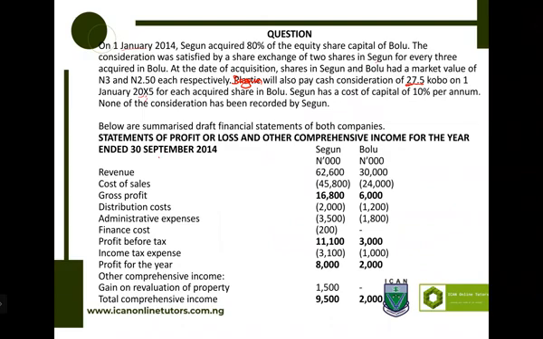But actually, Segun also pays a cash consideration of 27.5 kobo, 1 naira each, for each acquired share in Bolu. Segun will also pay a cash consideration for each of the acquired shares in Bolu.